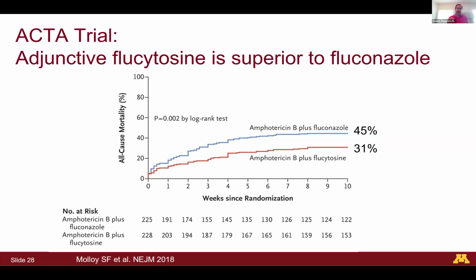The second thing is that adjunctive flucytosine is superior to fluconazole. In this trial, the mortality was reduced from 45% with adjunctive fluconazole to 31% with flucytosine. And now in multiple studies, Jeremy Day's study and going back to the Vanderhorst trial, amphotericin plus flucytosine continues to have a benefit in all of these trials. And this is a large statistical benefit here as well.